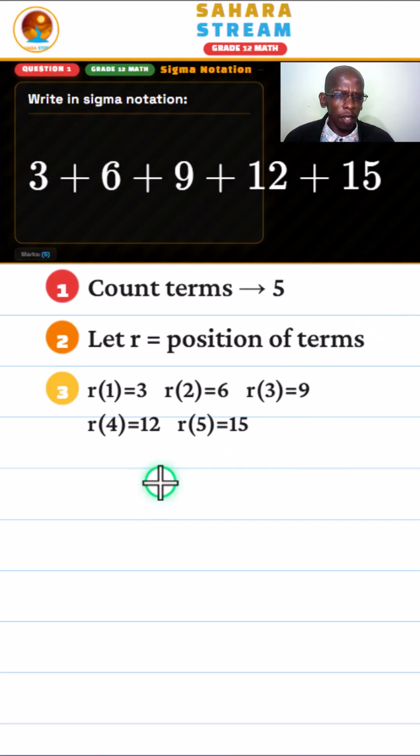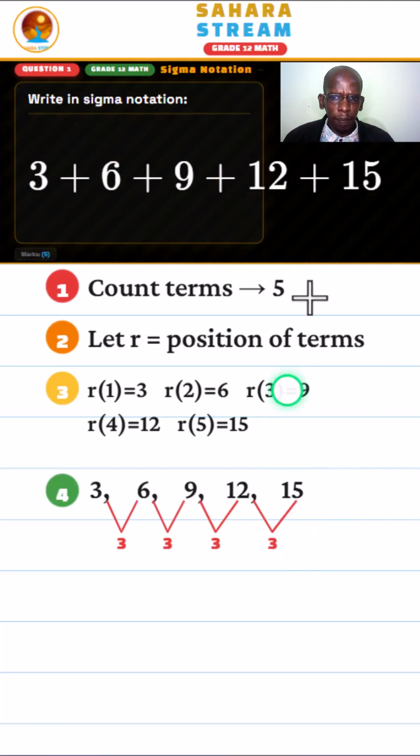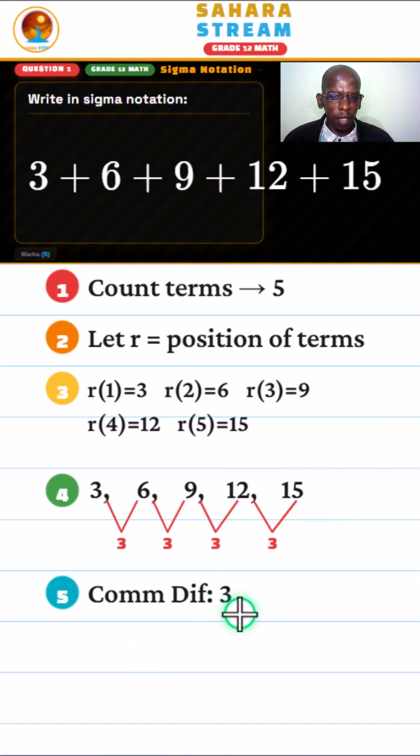Then there is something unique about these terms. If you check, you realize that if I take the last term, which is 15, and subtract 12, the fourth term, I get 3. Then I repeat the same. I take 12, I subtract 9, and get 3 again. Then I take 9, subtract 6, and also get 3. And if I take 6, subtract 3, I still get 3. Meaning 3 looks like a common difference across all these terms.